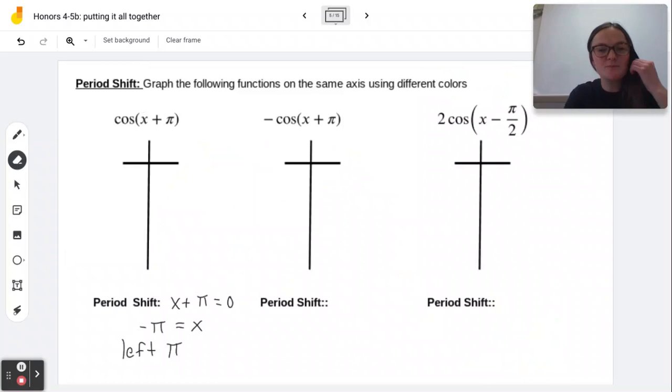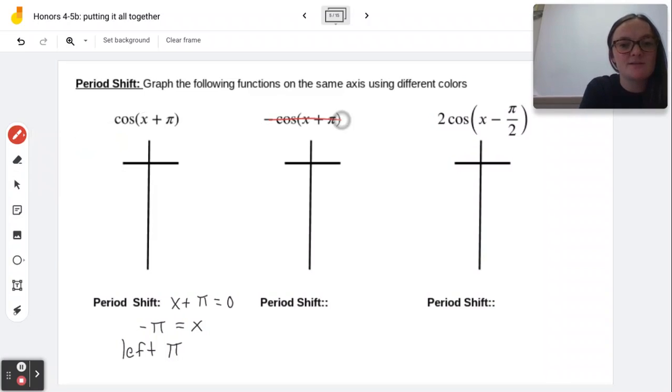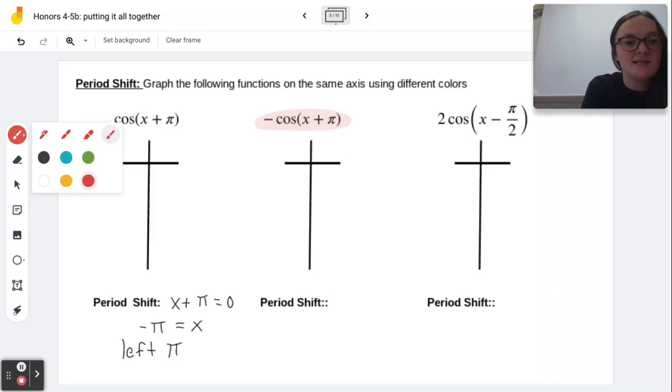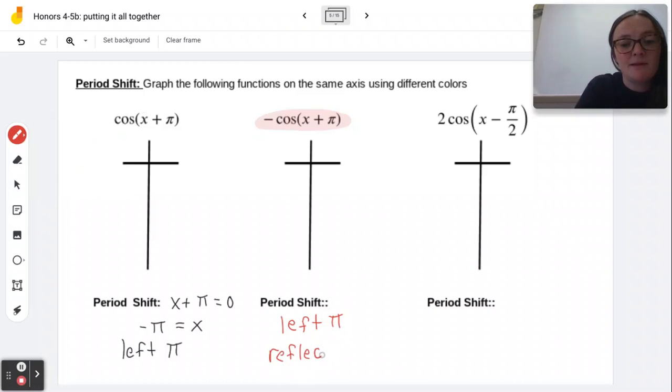Okay, this next problem should be pretty easy to do because we just established that cosine of x plus pi is graphed. So to graph the negative cosine of x plus pi, that should be really, really easy. We're just going to flip across the x-axis. Our period shift is still the same. It's still left pi, but this time we need to reflect across our midline. So reflect across the midline.